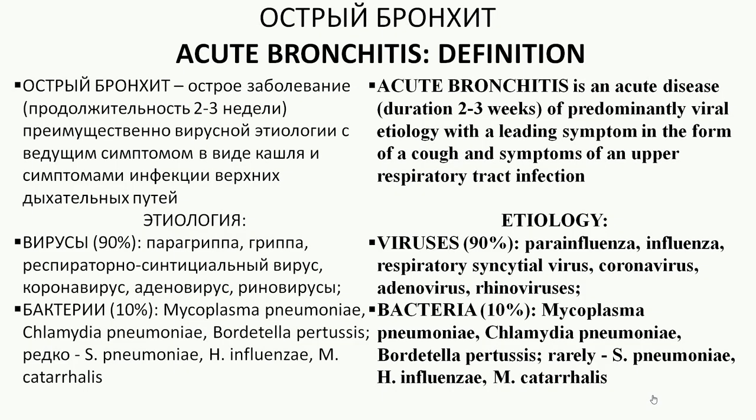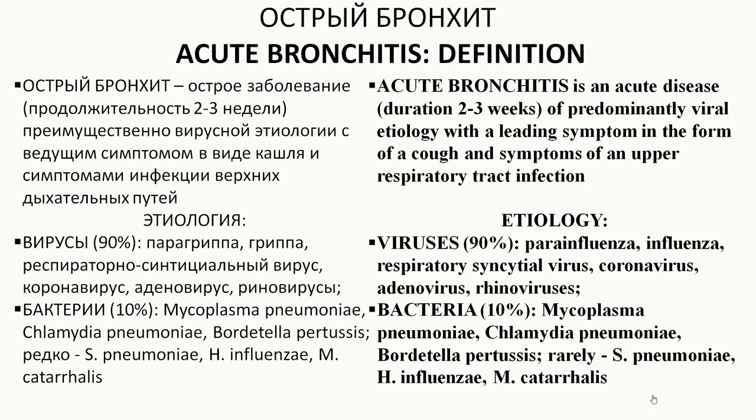Acute bronchitis definition. Acute bronchitis is an acute disease, duration from 2 to 3 weeks, of predominantly viral etiology with a leading symptom in the form of a cough and symptoms of an acute respiratory tract infection. Etiology: viruses in 90% of cases: parainfluenza, influenza, respiratory syncytial virus, coronavirus, adenovirus, rhinoviruses.